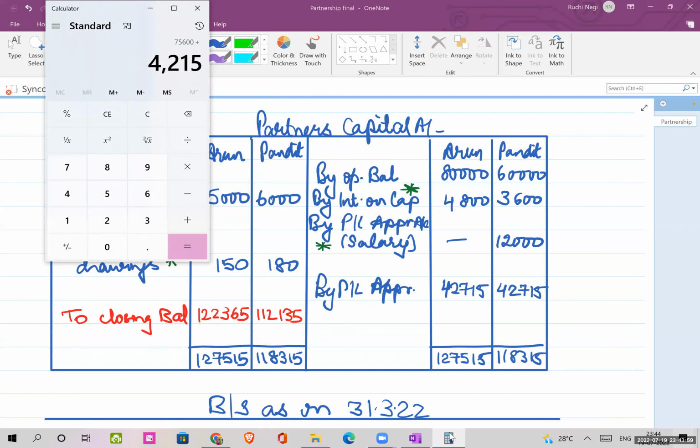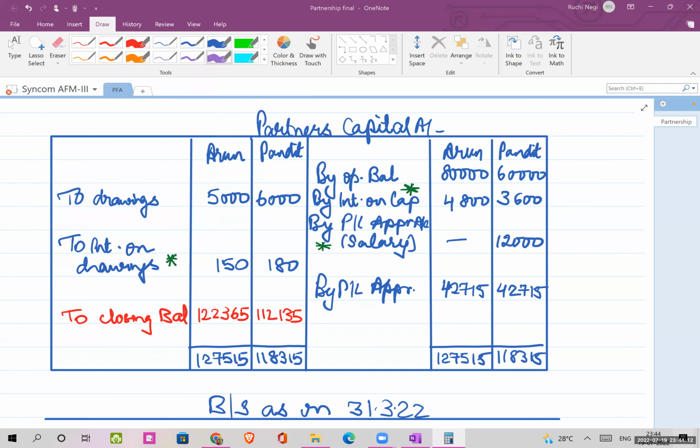और पंडित का 60 plus 3,600 plus 12,000 plus 42,715. Okay, minus 6,000 minus 180. So 1,12,135. तो ये हमारा बैलेंस है जो जाएगा बैलेंस शीट में. कैपिटल liability.